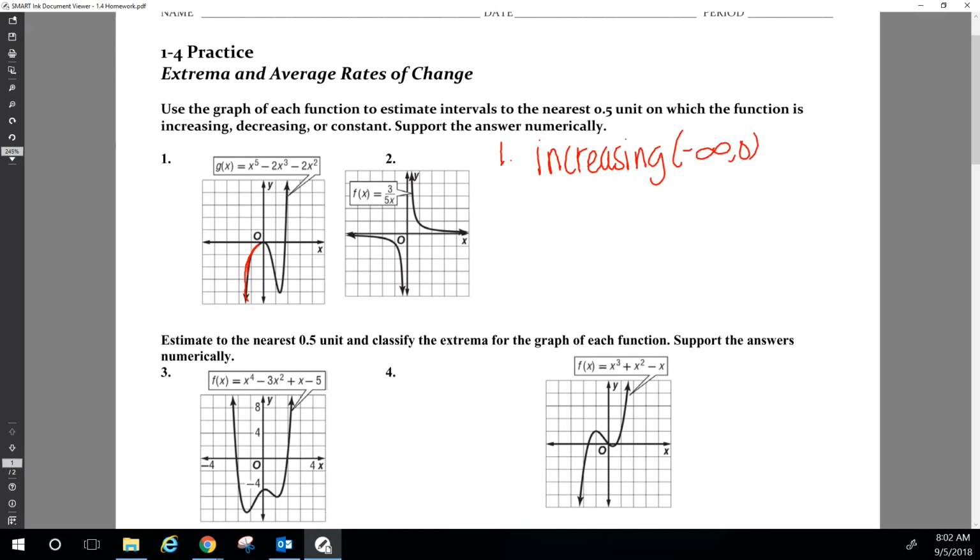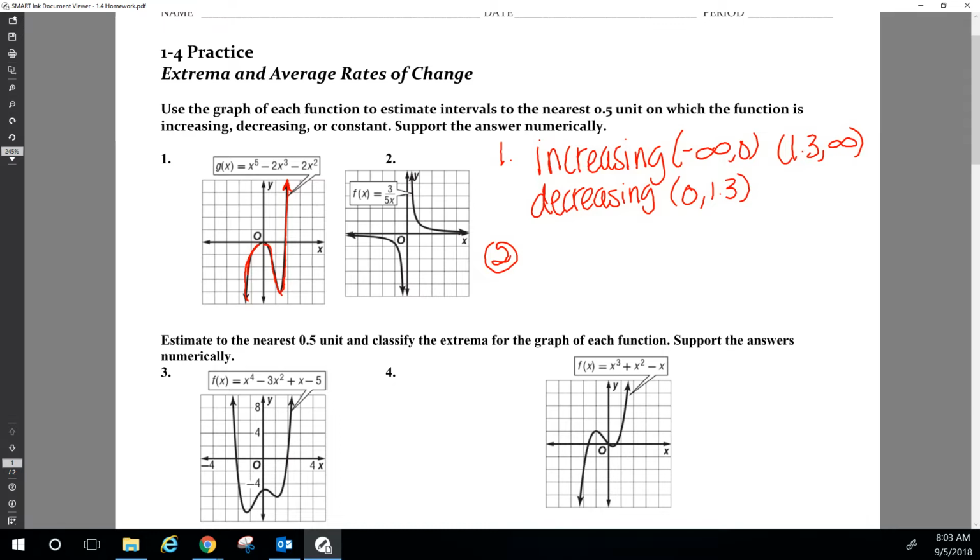And then when you start decreasing, and then right here, let's say about 1.3-ish, we start increasing again. So 1.3 to infinity, which means we have to be decreasing in the middle. So between 0 and 1.3, we're decreasing. That's this portion here.